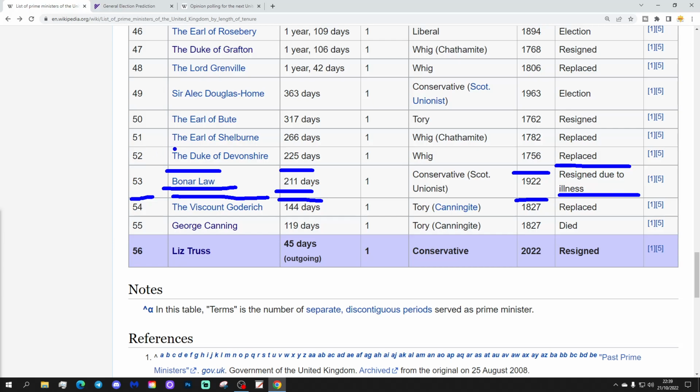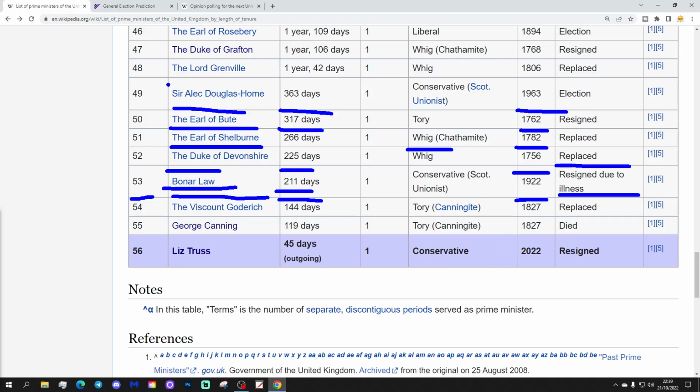After that, at number 52, we've got the Duke of Devonshire, who was a Whig, as we think of the Liberal Party, and he was Prime Minister for 225 days in 1756. So we're going a long way back. Now, then we've got the Earl of Shelburne, who was Prime Minister 266 days in 1782. We've got the Earl of Bute, who managed to do 317 days. And he was Prime Minister for 370 days in 1762.